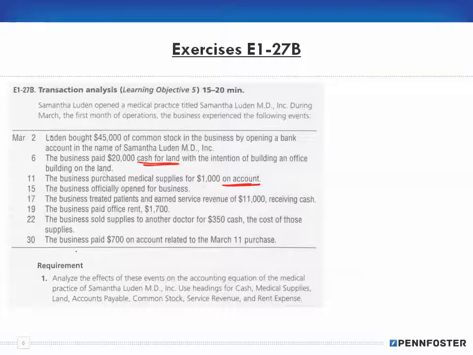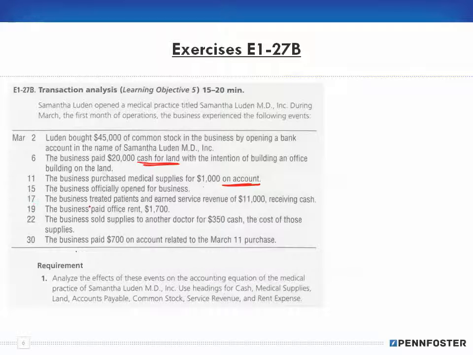The 15th, the business officially opened for business, okay? Well, just because it opens doesn't mean that there was a transaction that occurred, so there is no entry for this, okay? Because nothing happened. Just that you swung the doors open, turned on the lights, right? So there's no transaction for the 15th.